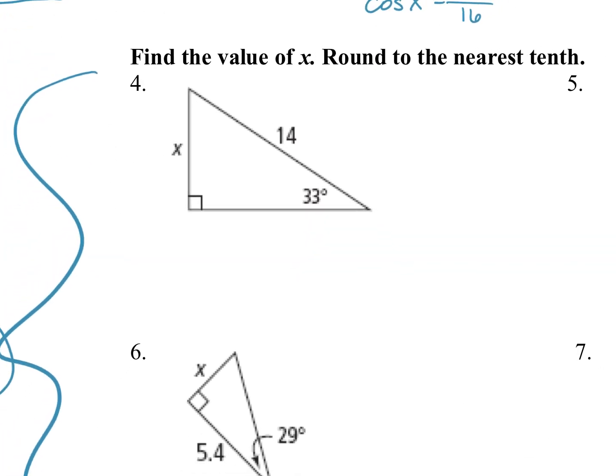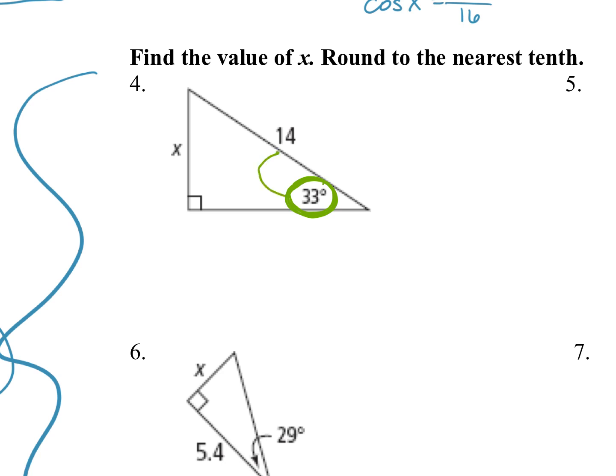Where do you always start on these problems? The given angle. What is my given angle right now? 33. Okay, so here's what you're doing. You are starting from here. Your job is to figure out which 2 sides you have from there.